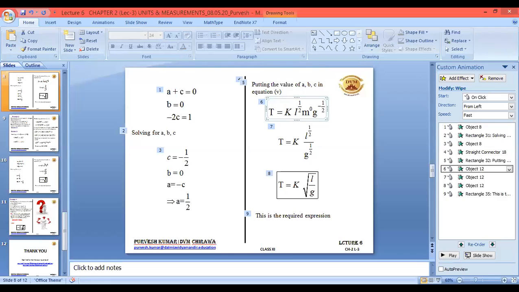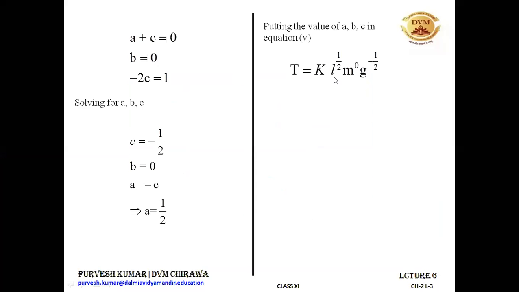So again, it is T equal to K L to the power half, M to the power 0, G to the power minus half. In equation 5, we have written T equal to K L to the power A, M to the power B, and G to the power C. In place of A, I have written half. Value of A is half. In place of B, I have written 0. Value of B is 0. And in place of C, I have written minus half.